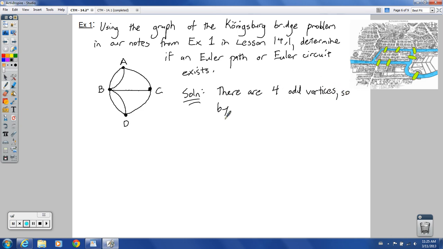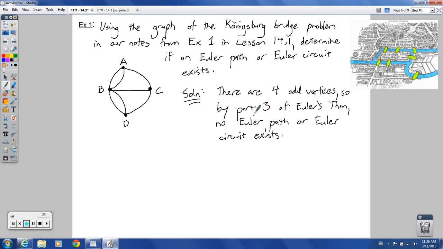So by part 3 of Euler's theorem, and a short way to write theorem, in case you forgot from geometry class, was THM. No Euler path or Euler circuit exists. So the people of Königsberg posed this problem, I would assume, to Euler and said, is this possible, Mr. Euler, Mr. Leonhard Euler?